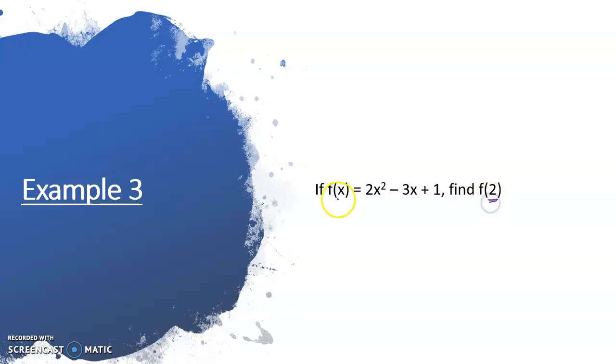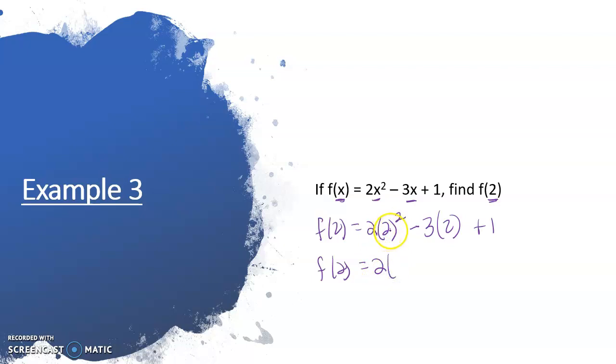So we're going to take 2, and everywhere we see an x, we're going to plug it in. So f of 2 equals 2, and then as soon as I see that x, parentheses, 2, close parentheses, and I still have my squared. Minus 3, there's an x, so parentheses, 2, plus 1. Okay, f of 2 equals 2 times, I'm going to keep it in parentheses right now, because 2 squared is 4, okay, and then I'm just going to bring everything down, and I'll work it out at the same time. If I can show you step by step here.